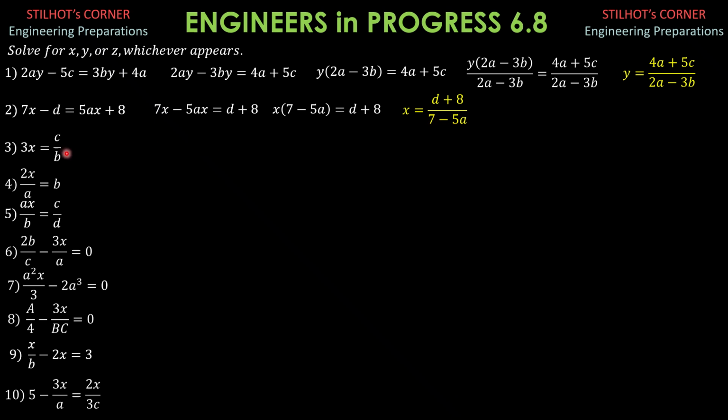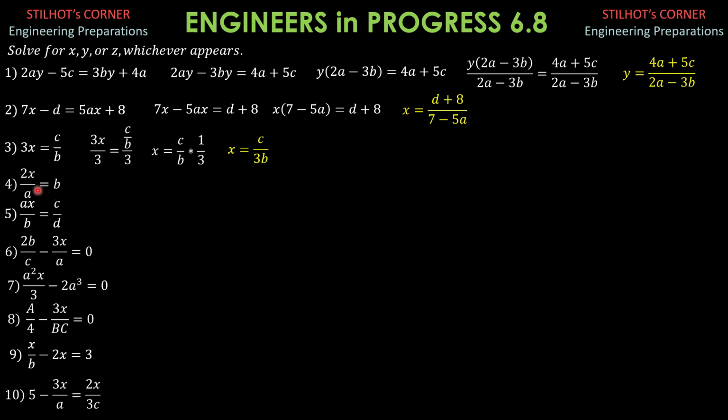Next, we divide everything by 3, left side and right side. So 3x over 3 equals c over b divided by 3. So the left side becomes x, the right side is c over b times reciprocal of 3, which is 1/3. Therefore, x is c over 3b. And b should not be 0 for the solution to be valid.